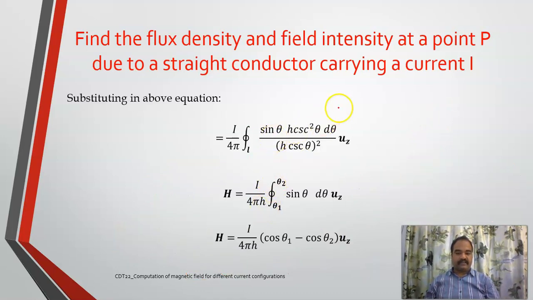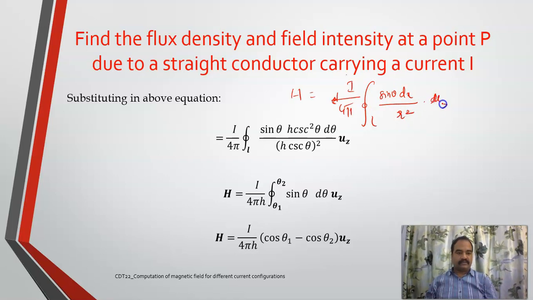So what was my earlier equation? H is equal to I by 4 pi, integrated over the entire length, dx sine theta by r square into uz bar. So sine theta, I do have sine theta. dx, I do have h cosecant square theta d theta. And r square is h cosecant theta whole square. I have substituted these two terms.